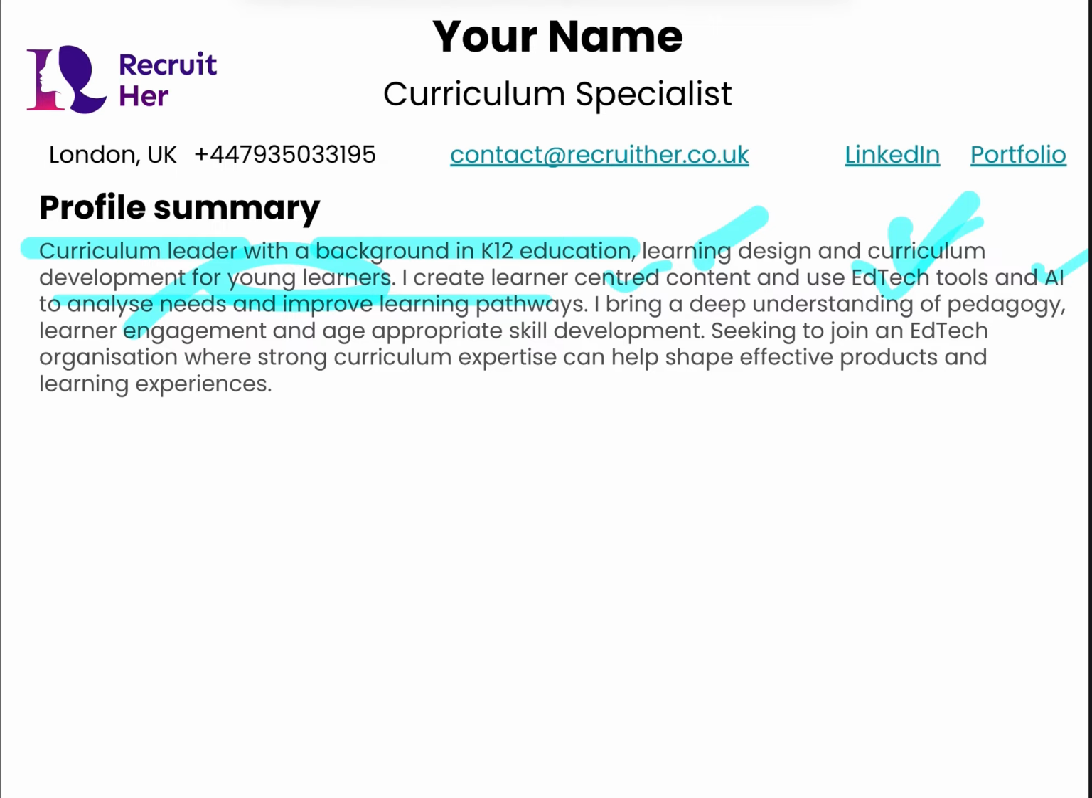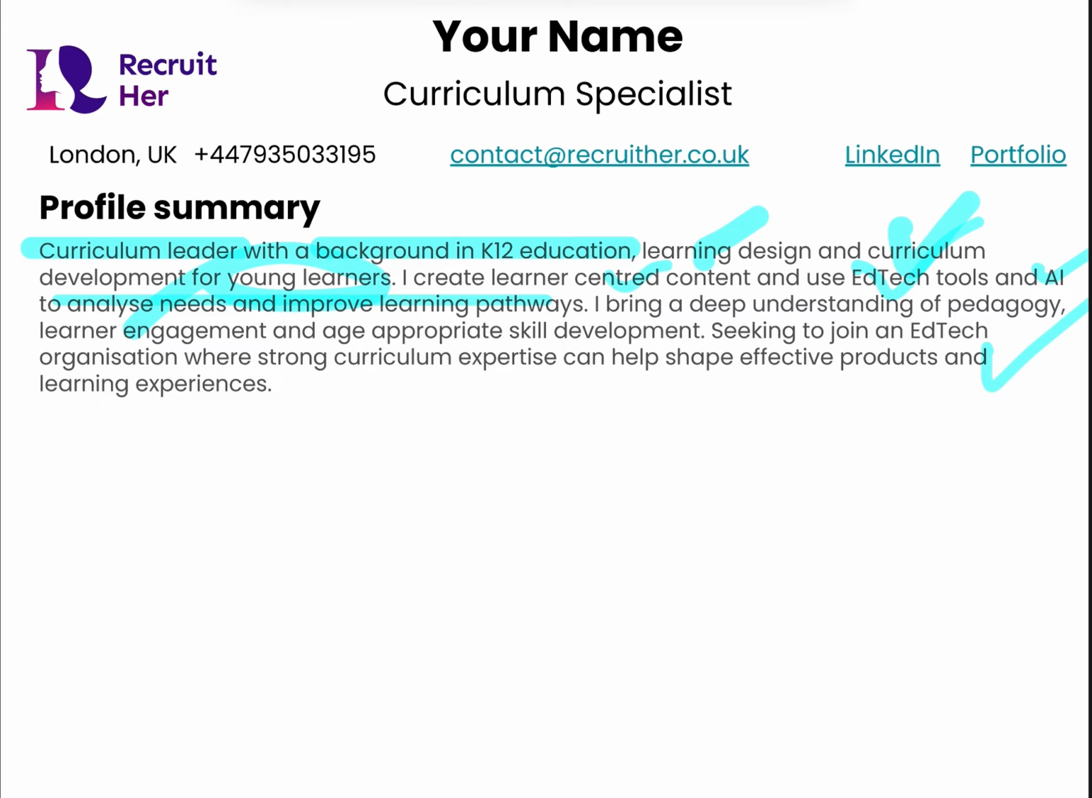So they say, I bring a deep understanding of pedagogy, learner engagement, and age-appropriate skill development. Great. I think this is basically highlighting that they understand not only the pedagogy, but how the learners are engaged for the appropriate age. Amazing. Seeking to join an edtech organization where strong curriculum experience can help shape effective products and learning experiences. Cool. I mean, they're very precise in what they want and where they want to go. So I think that's amazing. I think that they nailed it here.